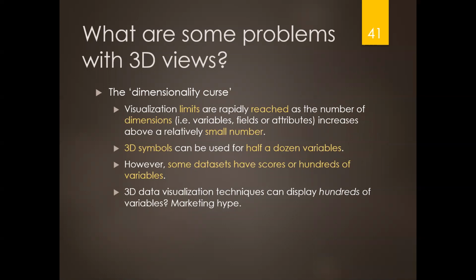3D symbols can be used for half a dozen variables, but some datasets have scores or hundreds, I mean, a lot of variables. If you want to put more than 2 variables along the axis, your 3D geovisualization will be just too complex for your users to read. So it's not a good idea. It's called the dimensionality curse. You have the third axis, but you cannot abuse it. Say that, okay?